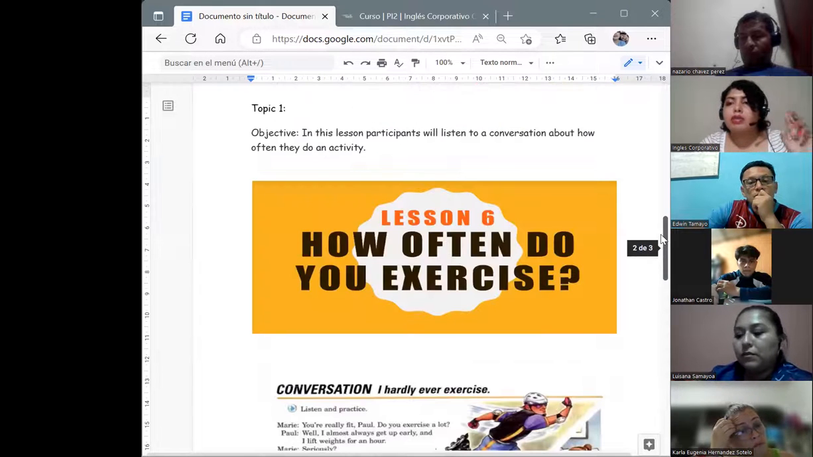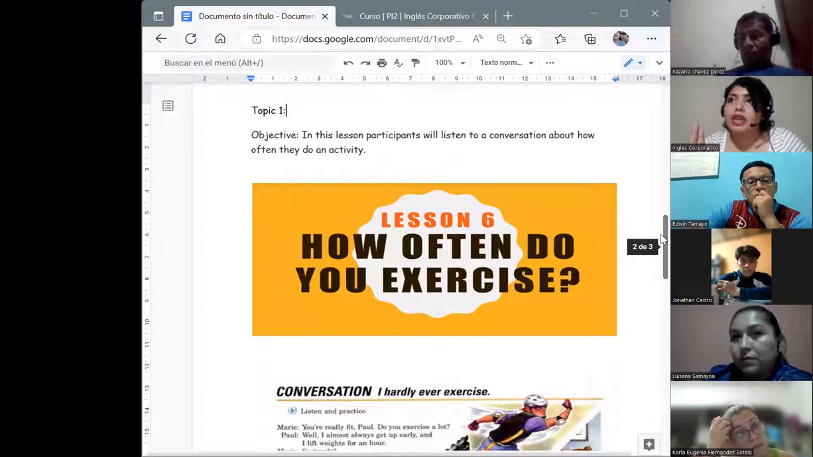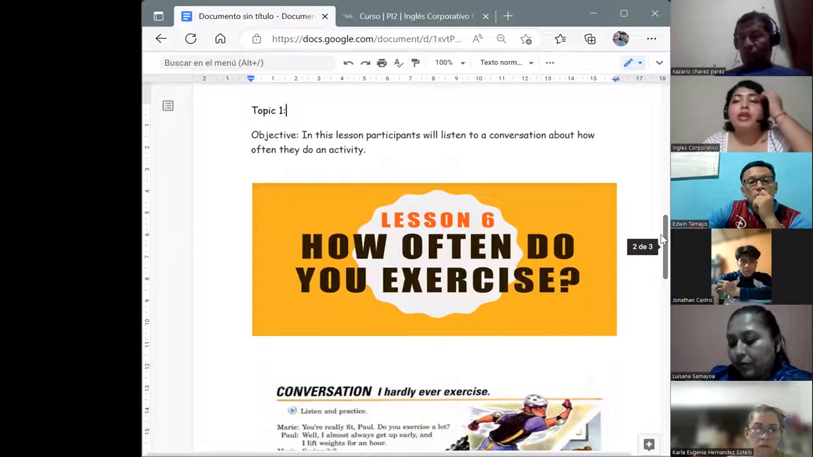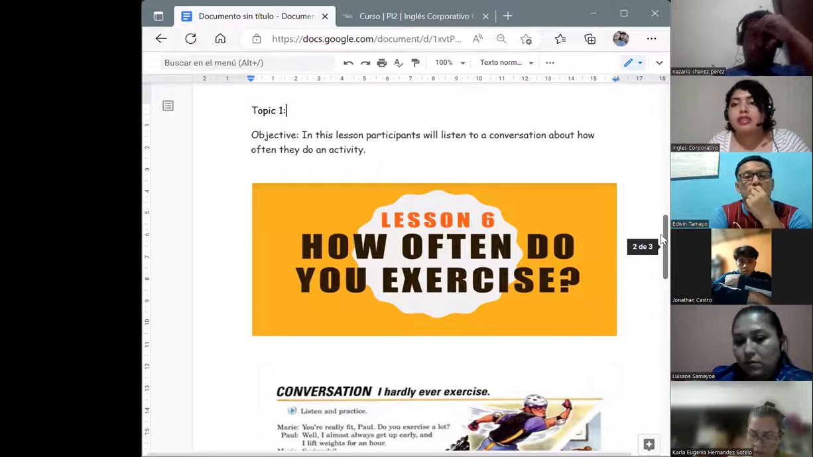Quiere decir que vamos a utilizar adverbs of frequency as the main topic. Nuestro tema principal son los adverbs of frequency. And depending on that topic, we are going to develop these 2 parts. But first, we have this question. How often do you exercise? ¿Qué tan seguido hacen ejercicio o qué tan seguido se ejercitan?